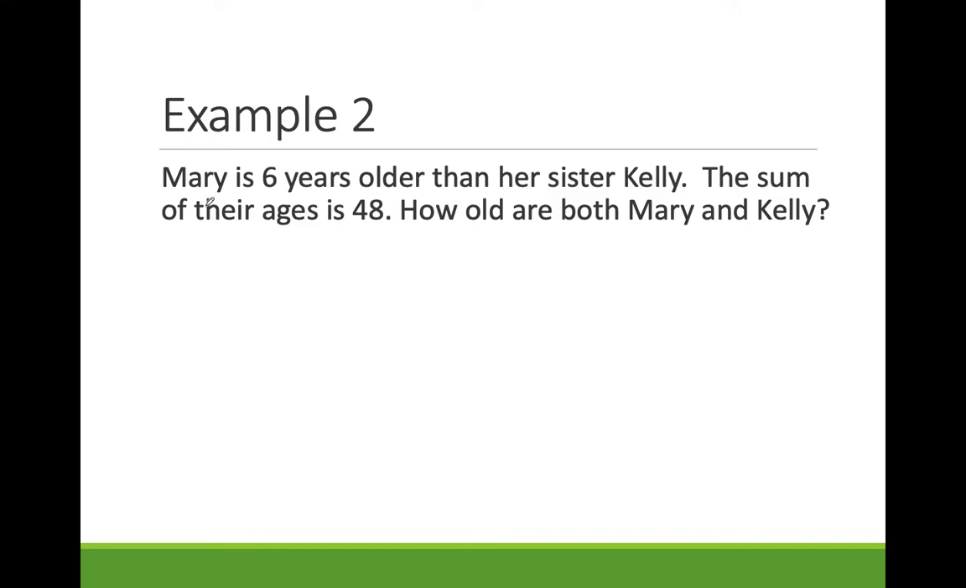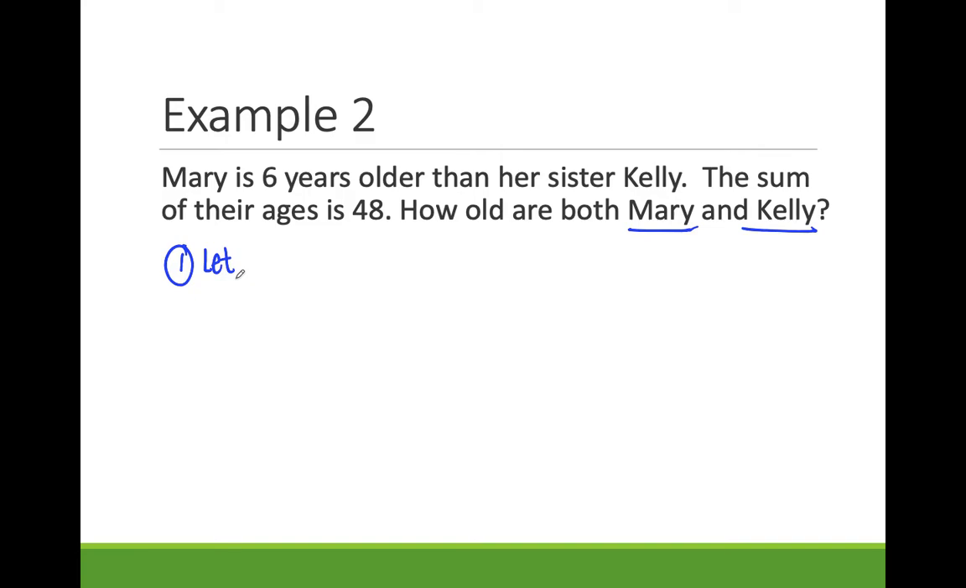So in this question it says Mary is 6 years older than her sister Kelly. The sum of their ages is 48. How old are both Mary and Kelly? So this one is tricky because we actually have two missing pieces of information. We don't know how old either of them are. And so what happens when we try to write our let statement is we actually need two of them. We can't use two different variables though. We have to use one variable, and that can be really tricky.